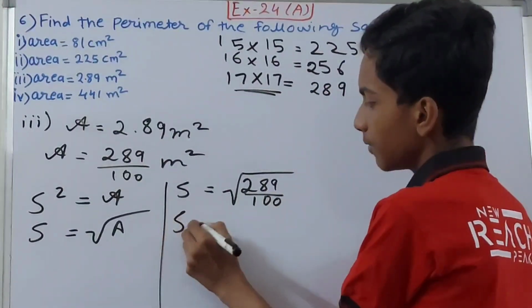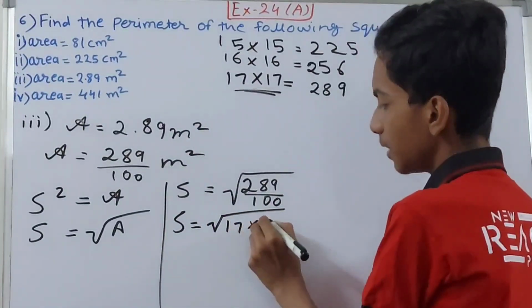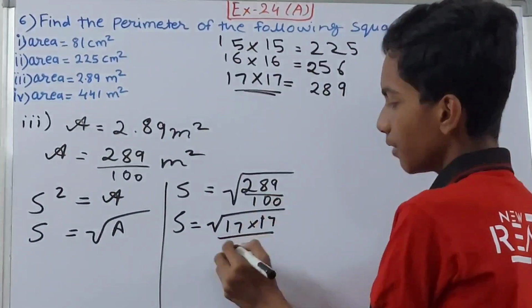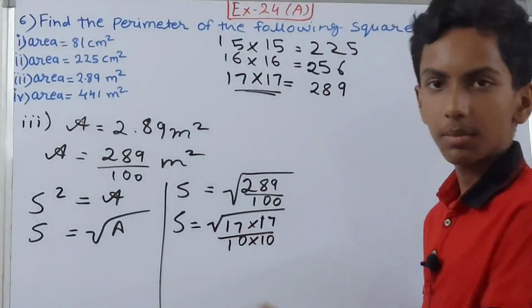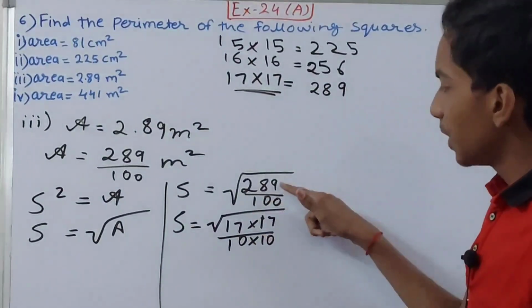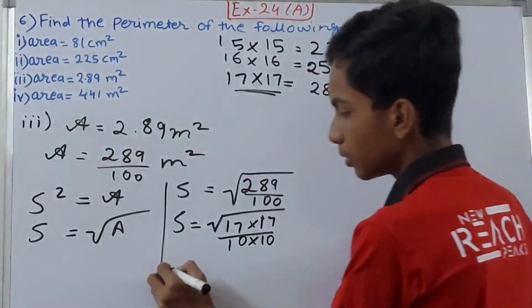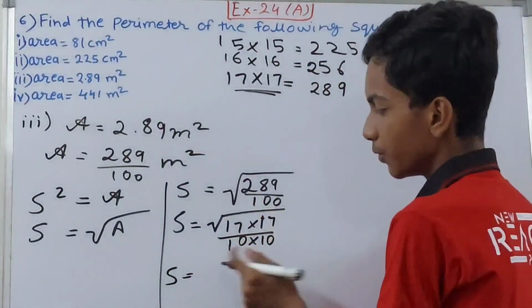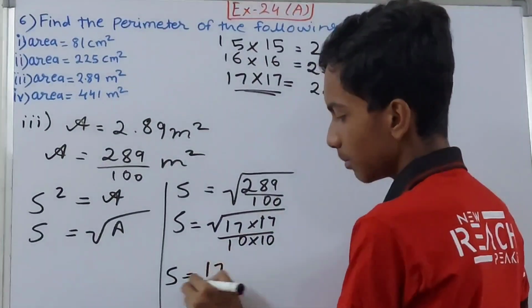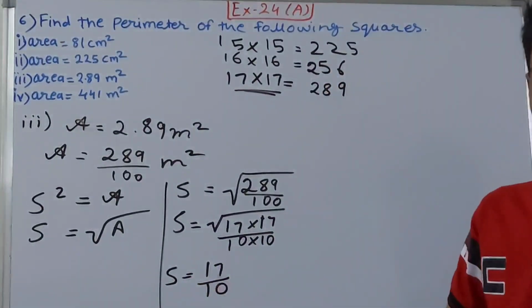So here we'll write this in a more simplified manner as 17 into 17 upon 10 into 10, right? Both of them are the same. So the square root of 289 is going to be 17 and of 100 is going to be 10. So side equals to, remove the square root sign and we'll remove one of the numbers as well, so 17 by 10. Alright, now this becomes the side.